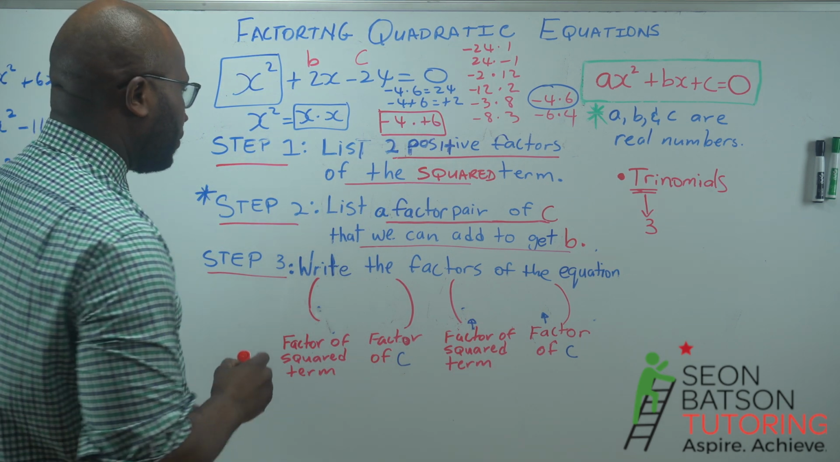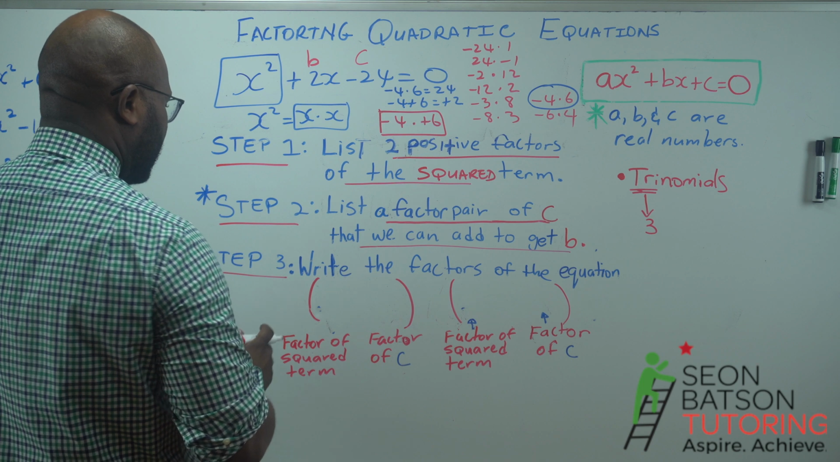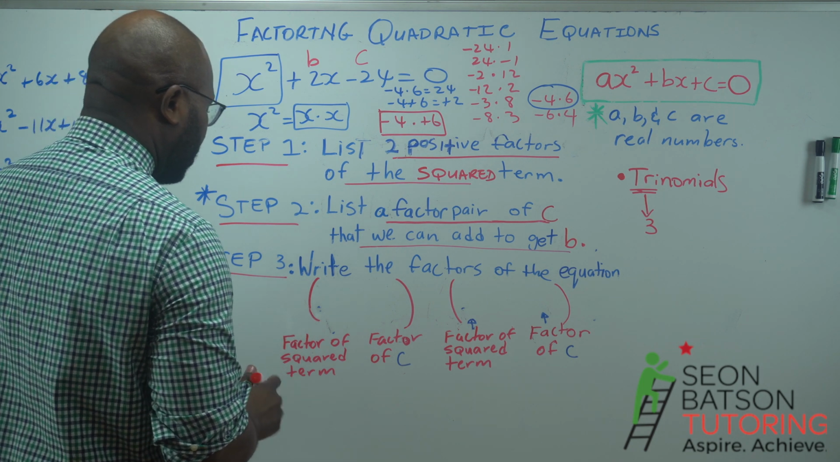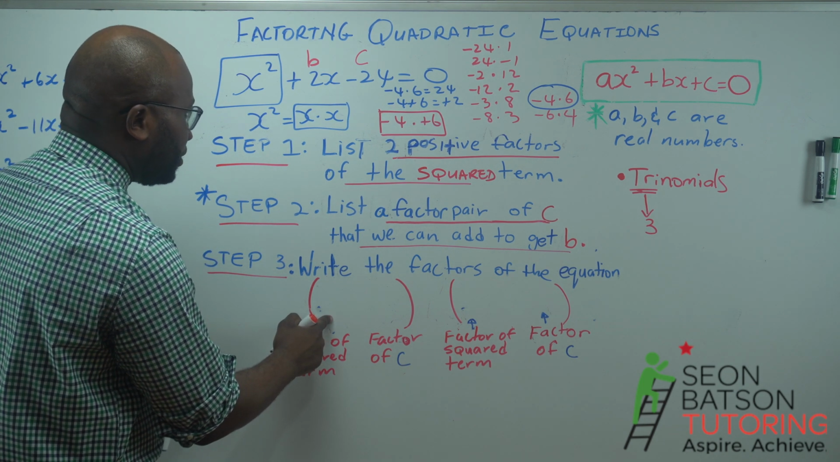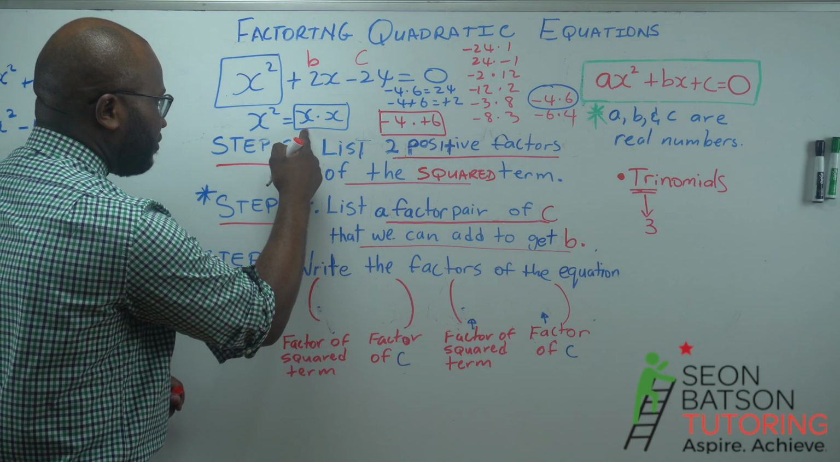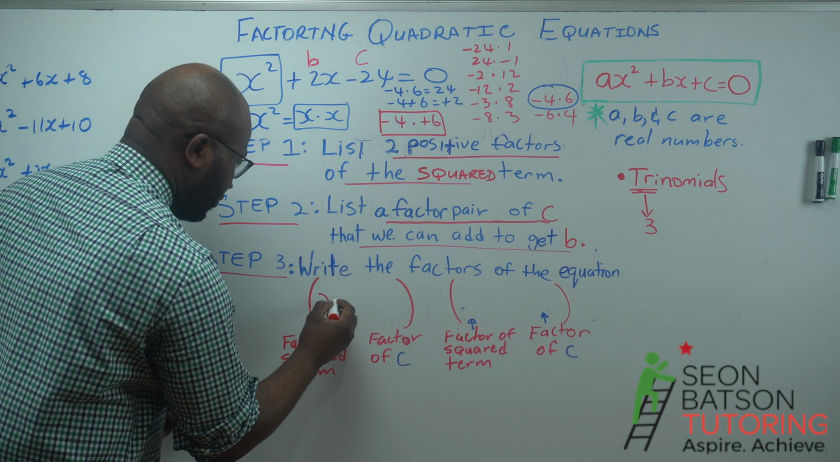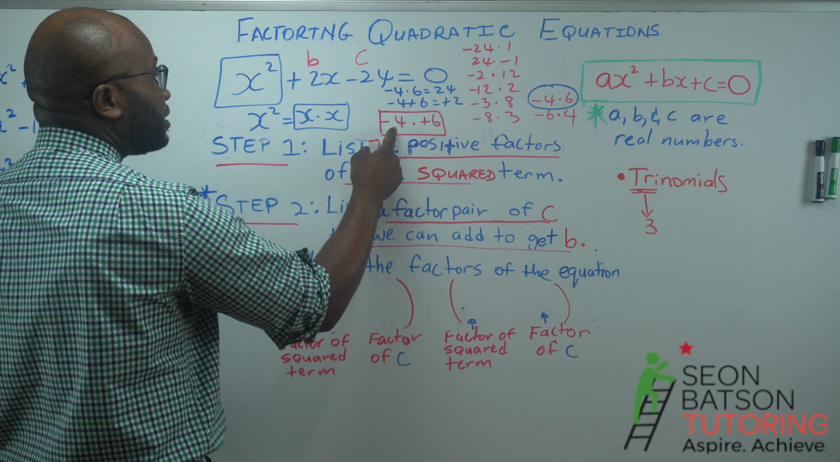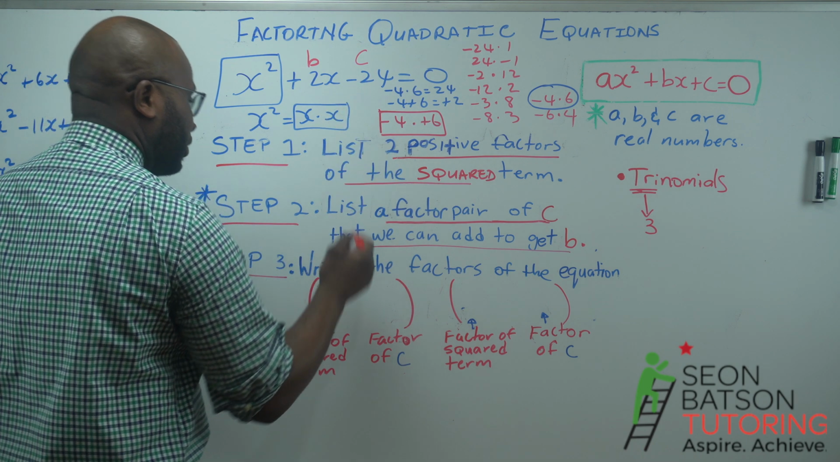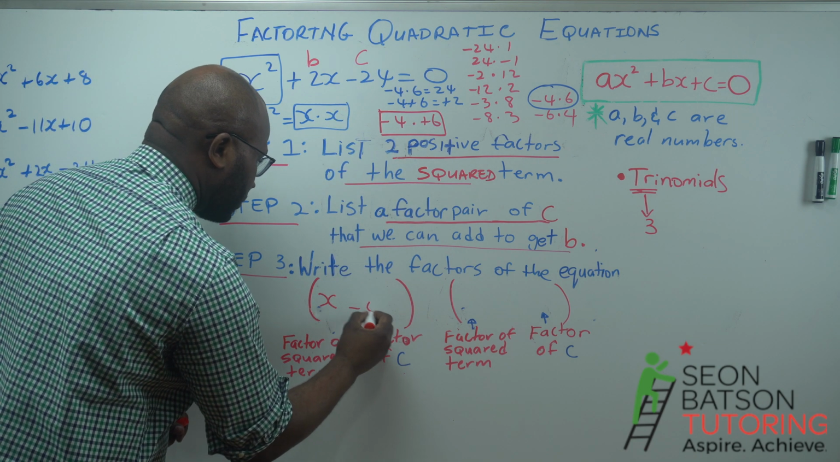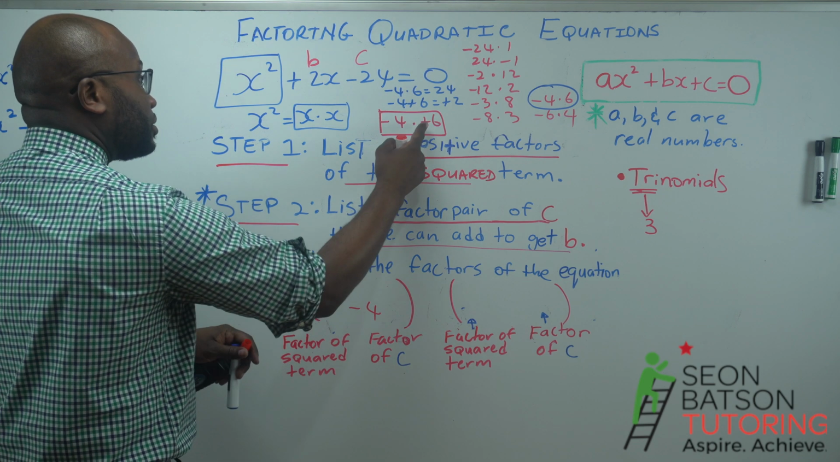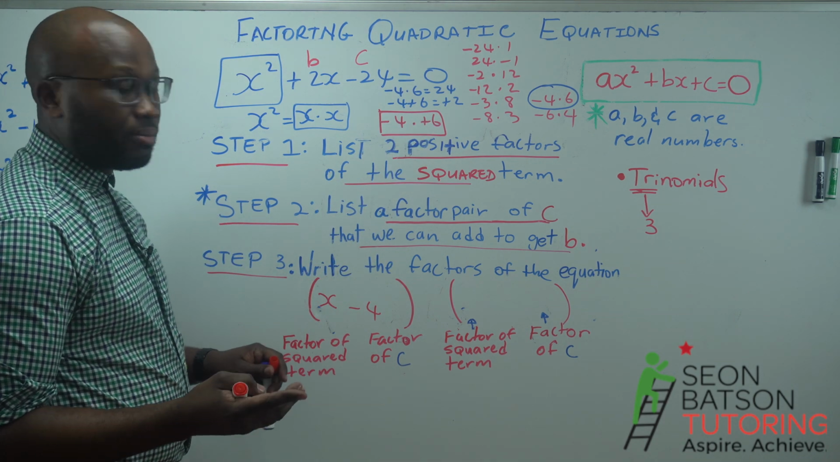Yes? Now, let's go and factor the equation. Now, for the first factor of the equation, we will use the first factor from the square term. So we'll use the first x, and we'll use the first factor of negative 24, which is negative 4. Now, if you want to, you can use positive 6 first. But it doesn't matter. Okay?